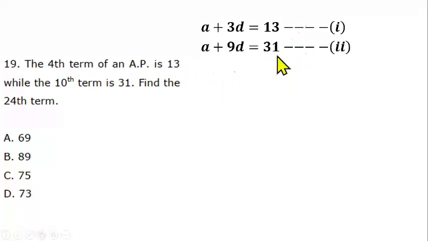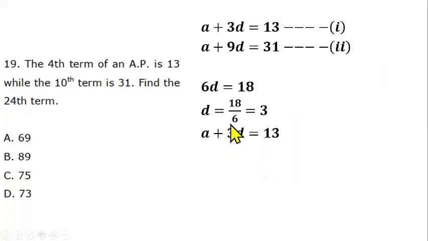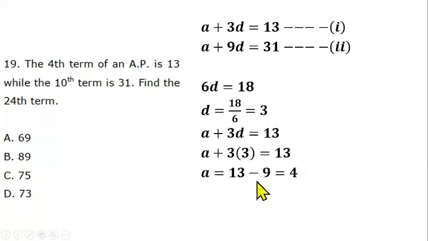So we have to solve these two equations simultaneously by subtracting equation 1 from equation 2. A minus a will give us 0, 9d minus 3d will give us 6d. So we have 6d equals 31 minus 13 will give us 18. Divide both sides by 6, d will be equal to 3. So that means the common difference is 3. Then we have to find the 24th term, so we need to find the first term first. So put this d in equation 1. So we have a plus 3d equals 13. Your d is 3. Then you have a plus 9 equals 13. So collect like terms, a will be 13 minus 9. That will give us 4.